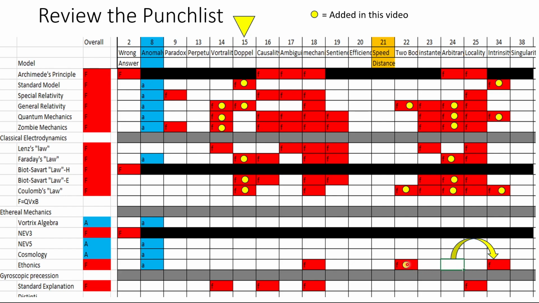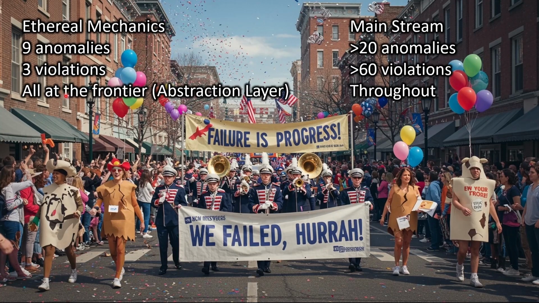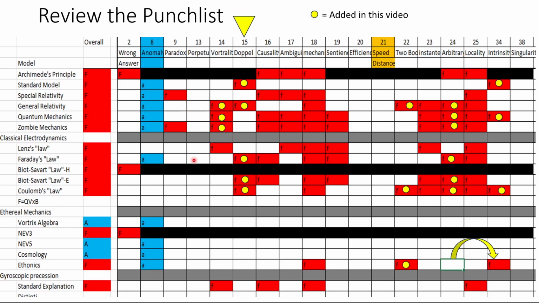We recognize now we got the two-body tell of energy. That's kind of new. We kind of developed that before we filled this out. So now we have to be honest here and put that in there. At our abstraction layer, the Ampere matrix field is not a complete mechanism yet. It's got some missing components. So we're going to be honest about this. So what we have here, we have 9 anomalies and 3 violations, and these are all at the frontier, at the abstraction layer, where mainstream science has 20 anomalies and 60 violations throughout, and we still have some more items to go before we're done with the tells of ethereal mechanics.